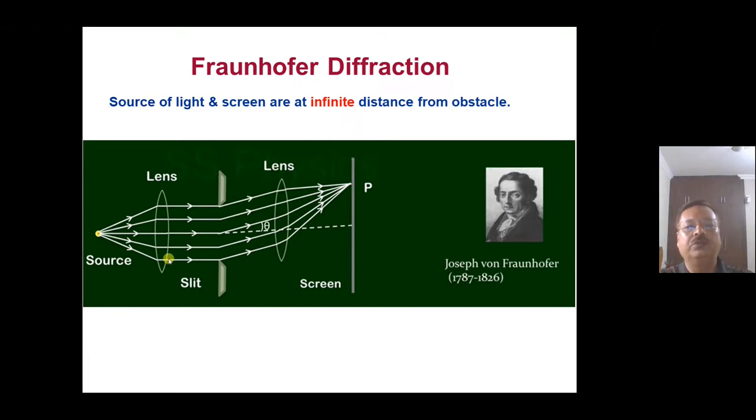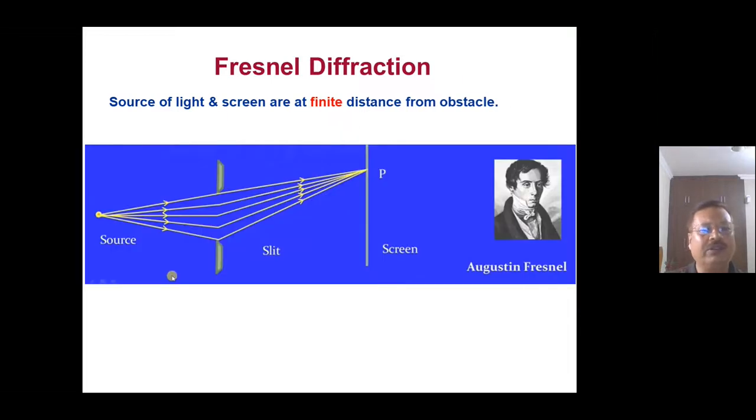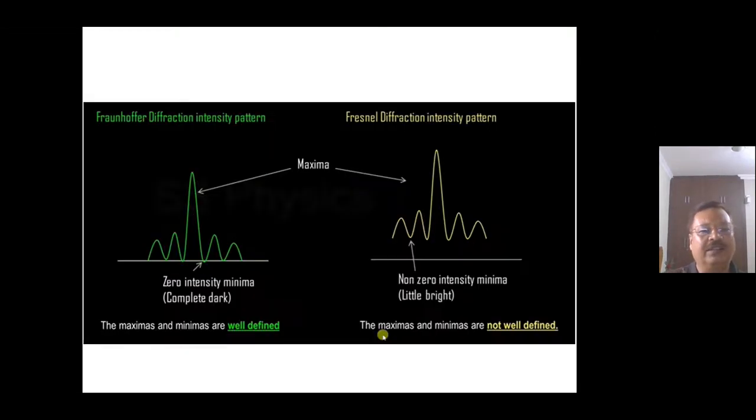The credit goes to Joseph von Fraunhofer for this Fraunhofer diffraction. When we talk of Fresnel diffraction, it means the source and the screen are at a finite distance. This finite distance is very close. It depends upon the aperture dimension, so it can be 1 millimeter to 10 millimeter, 20 millimeter, and so forth. This is the Fresnel diffraction.